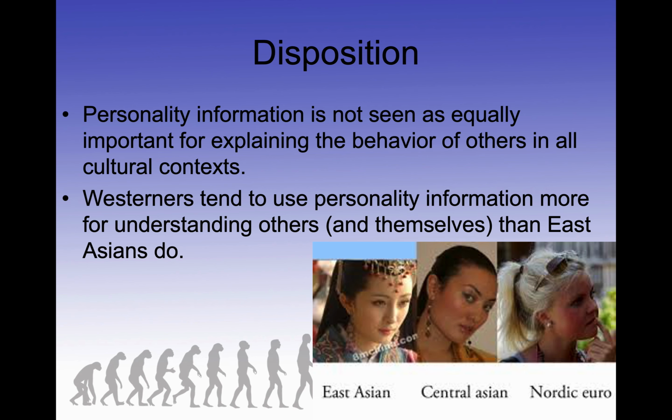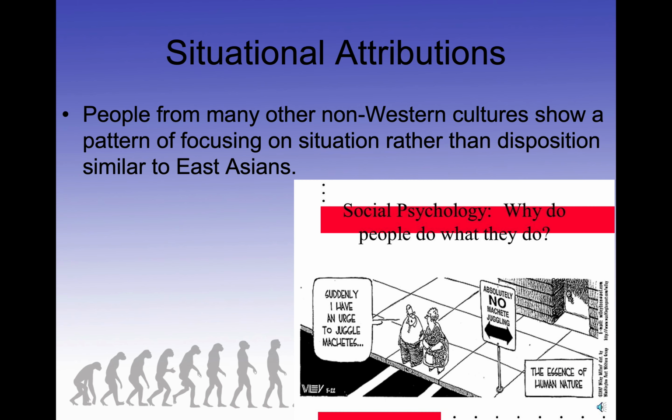Personality information is not seen as equally important for explaining the behavior of others in all cultural contexts. Westerners tend to use personality information more for understanding others and themselves than East Asians do. People from many other non-Western cultures show a pattern of focusing on situation rather than disposition, similar to East Asians.